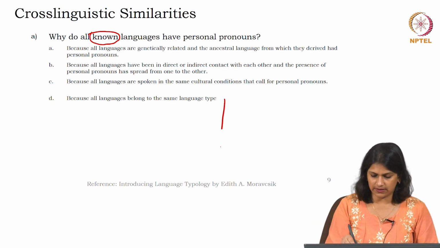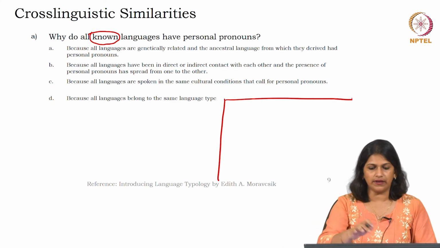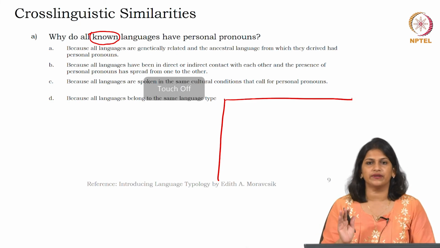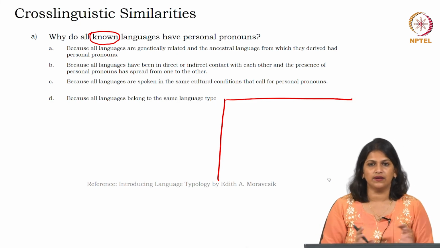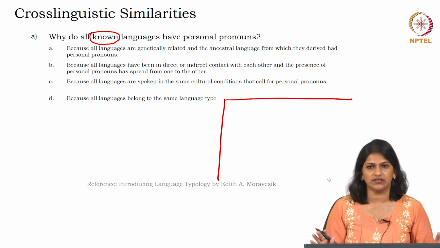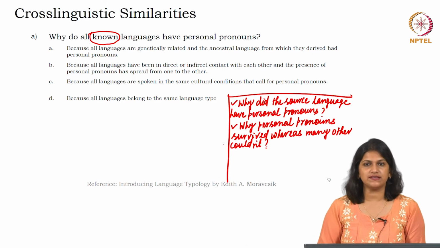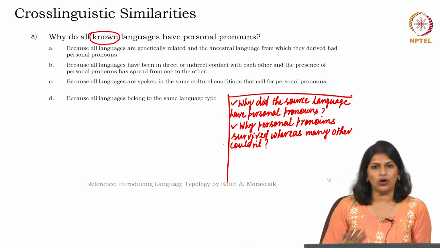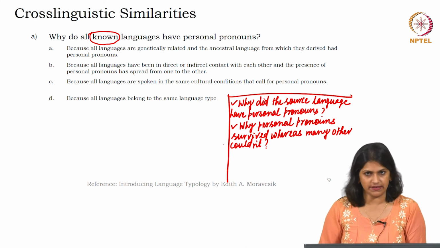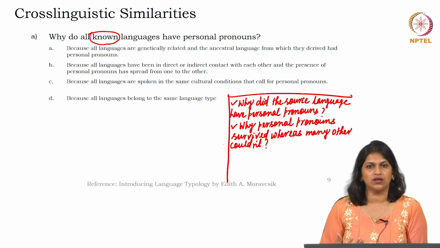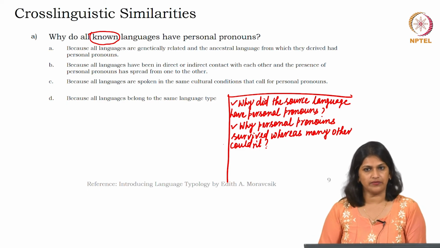So, the questions here, following the first argument that we had, all the languages have a shared genealogy. First hypothesis is that all the languages have a shared inheritance, or there is a proto language or a mother language from where all the daughter languages have evolved. So, if that is the case, then there are two questions that we need to answer.